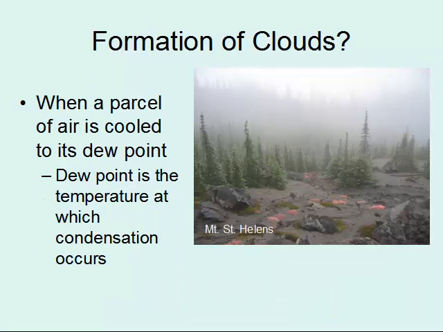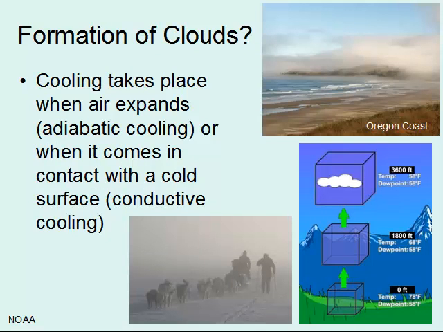So how do they form? Well, a cloud is going to form when the air parcel is cooled to its dew point. It should be familiar from last week. So dew point is that temperature at which condensation occurs. So some ways that cooling can happen. It can happen as air expands, which is called adiabatic cooling, which usually happens when you have air rising. As it rises, it expands and it cools. You can also have air cooling as it comes in contact with cold surfaces, and this is called conductive cooling. Similar to how if you put a pot on a stove to try to heat up the water inside, except you're cooling it, so the opposite.